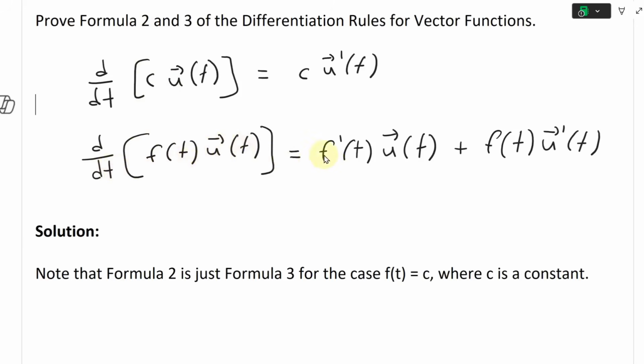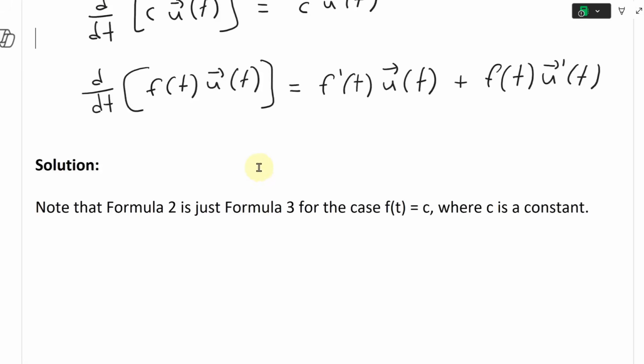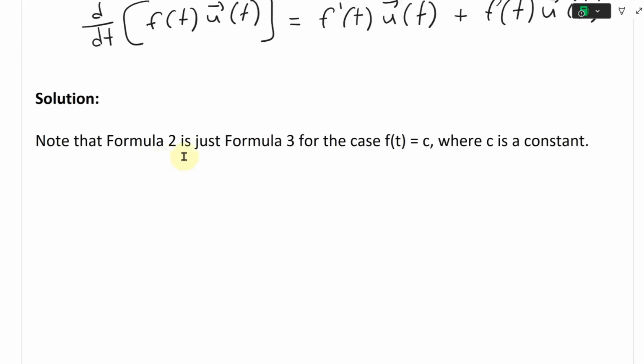This equals, just using the product rule, f prime of t times the vector function u of t, plus the function f of t times the derivative u prime of t. So let's take a look at the solution. Note that formula 2 is just formula 3 for the case f of t is equal to c, where c is a constant. So all we need to do is prove formula 3, and that automatically proves formula 2.